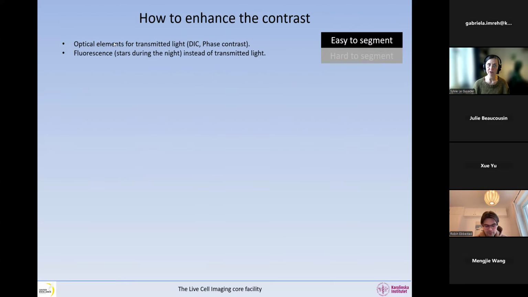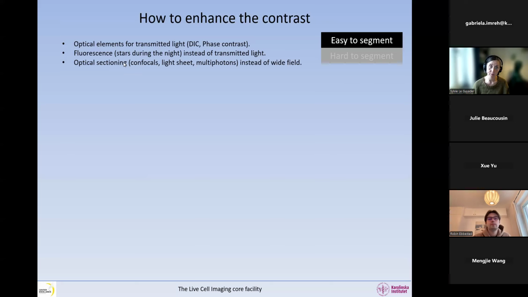But for fluorescence, which is like looking at the stars during the night, if we want to use fluorescence instead of transmitted light, we know that fluorescence already has inherently, because of the black background, a better contrast. So to get a good contrast, it's better to use fluorescence than transmitted light.